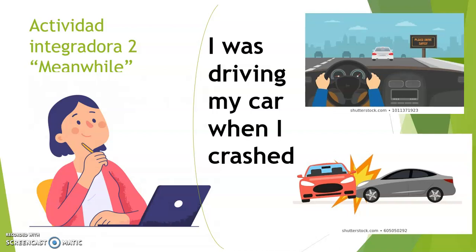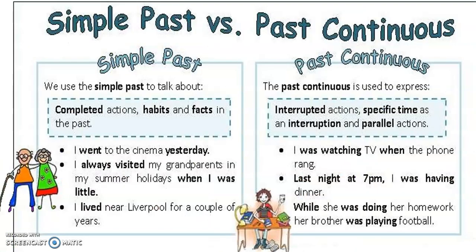I was driving es la estructura del pasado progresivo. Yo estaba manejando mi carro. Cuando I crashed. Choqué. Crashed está en pasado, es un verbo regular. Normalmente los verbos regulares terminan con ed, así los puedes identificar. Y los irregulares son los que no tienen una forma tal cual como para identificarlos. Ahorita lo vamos a ver.